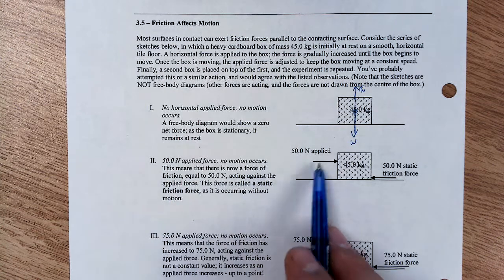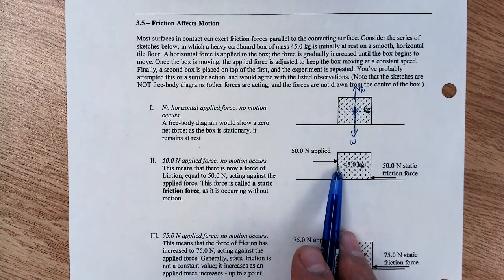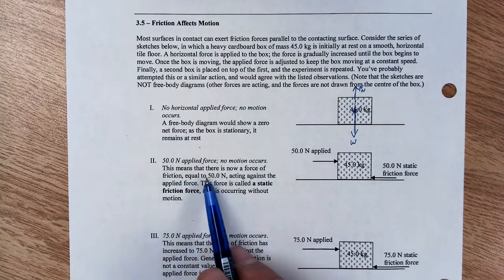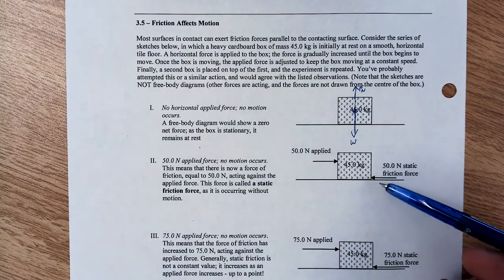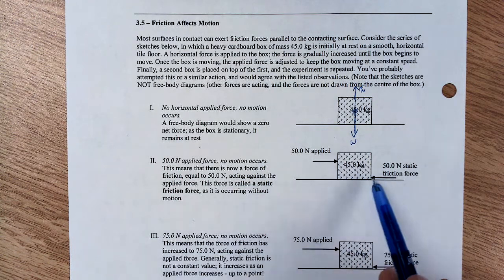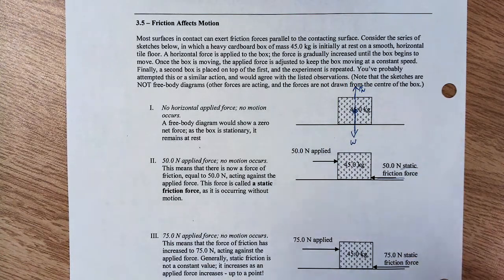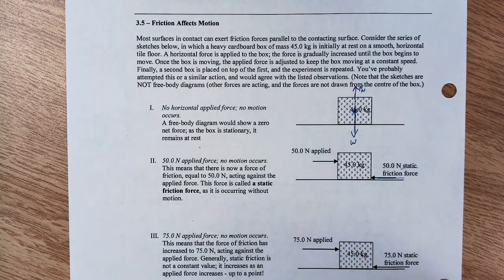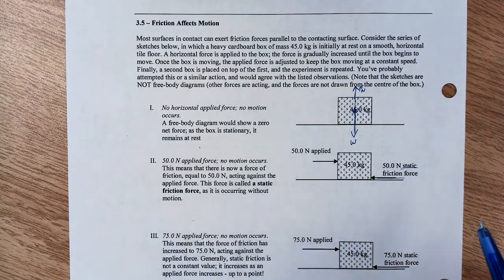Now we have 50 newtons applied. Someone's pushing against this with 50 newtons, but no motion is occurring, which means that because it's not moving, there's a force pushing back with equal and opposite. The force that's pushing back is what we call static friction. Static means it's not moving, and friction is a friction force. If you're pushing something heavy, you have to overcome this force of static friction in order to actually get it to move.